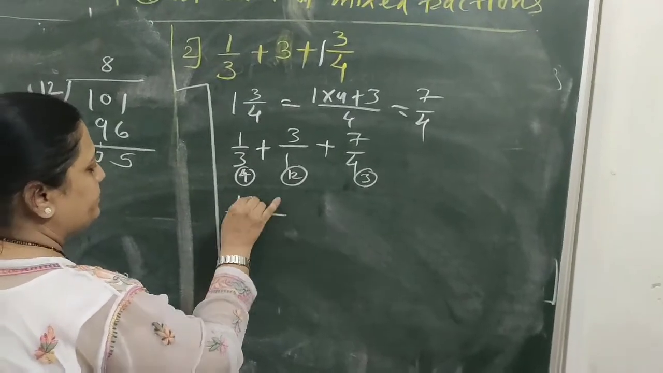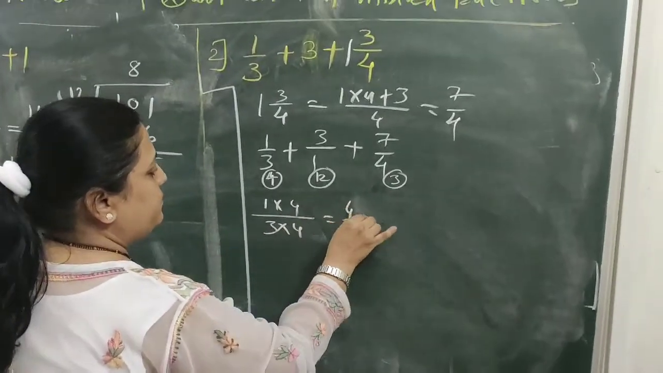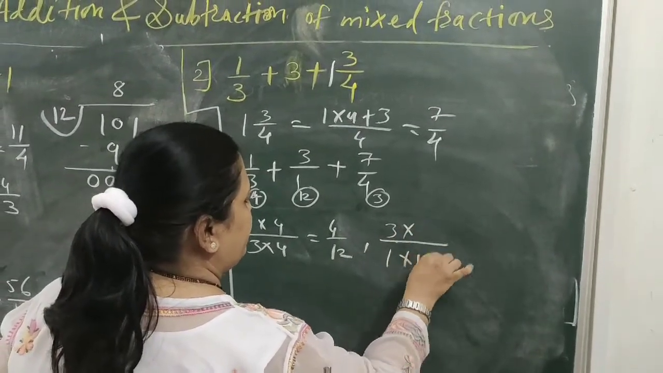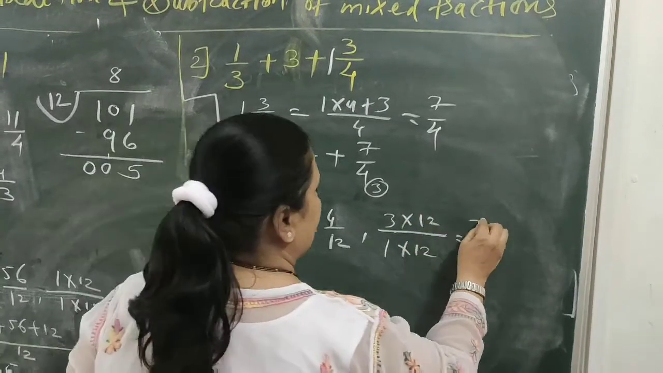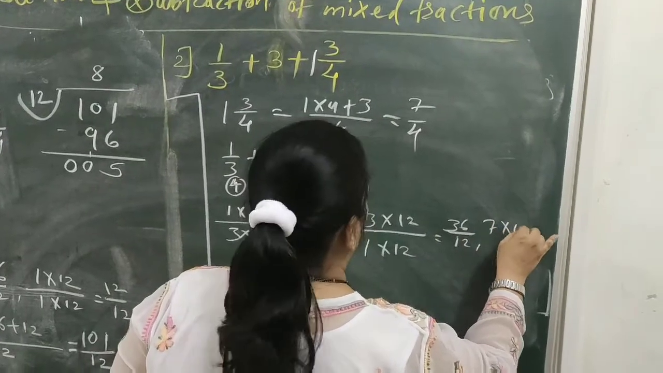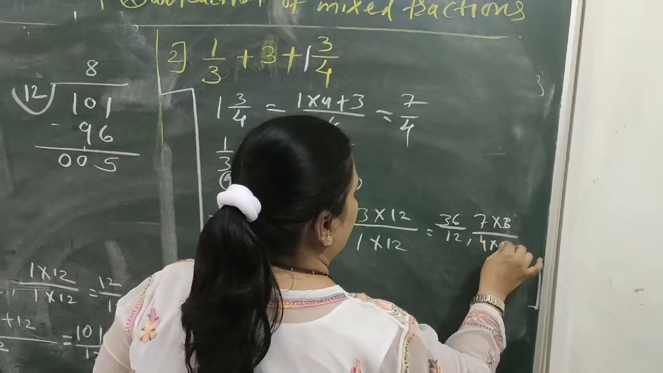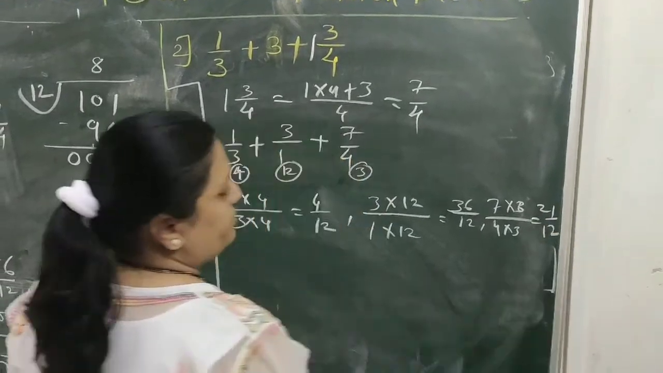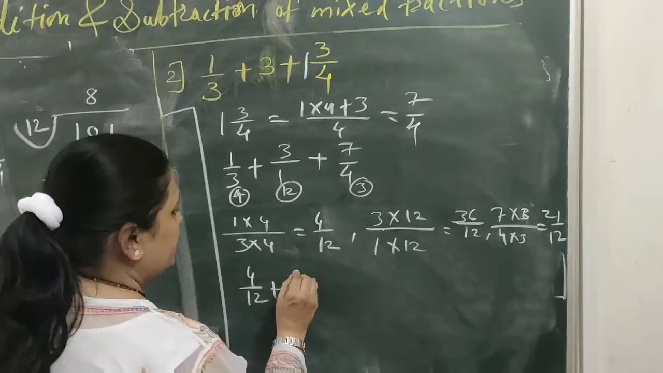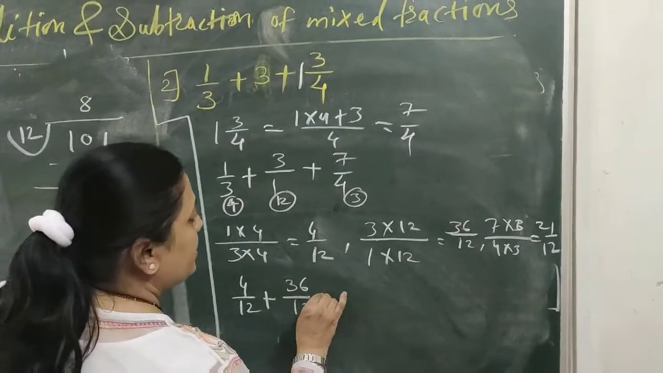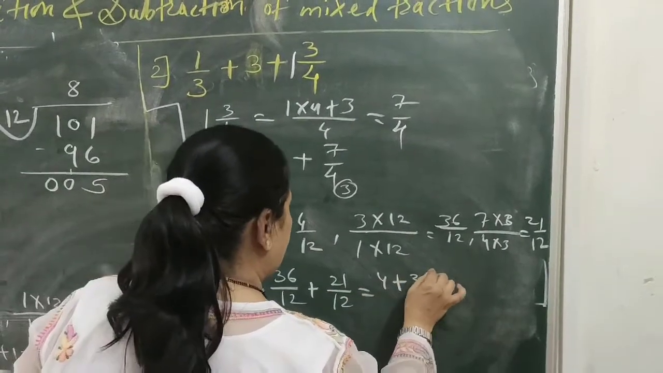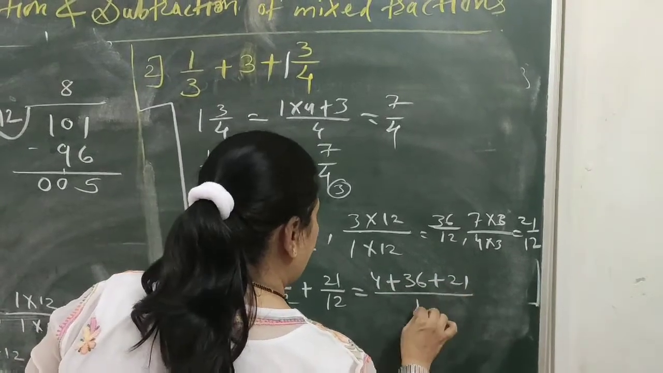So how we will get? 4 1s are 4, 3 4s are 12. Then this 3 by 1 multiplied by 12, so 36 by 12, and next is 7 into 3 by 4 into 3, so 21 by 12. Now we will add this all: 4 by 12 plus 36 by 12 plus 21 by 12. So 4 plus 36 plus 21 by 12.